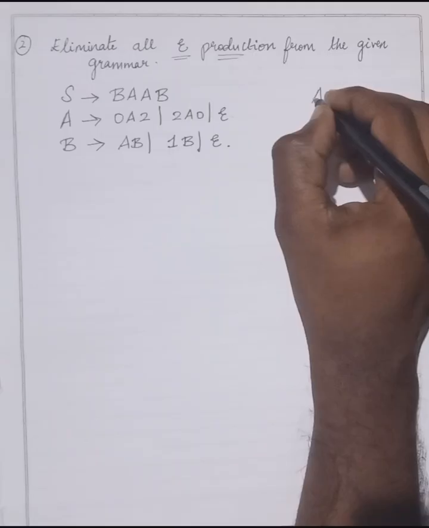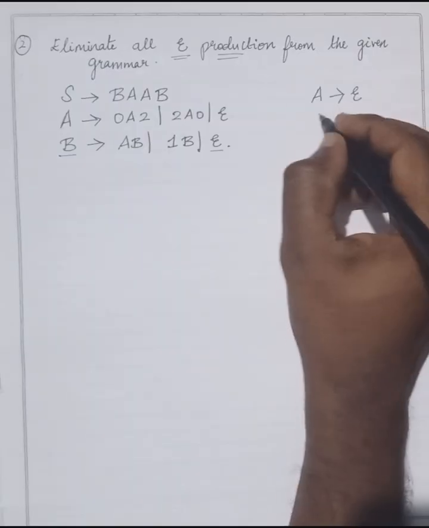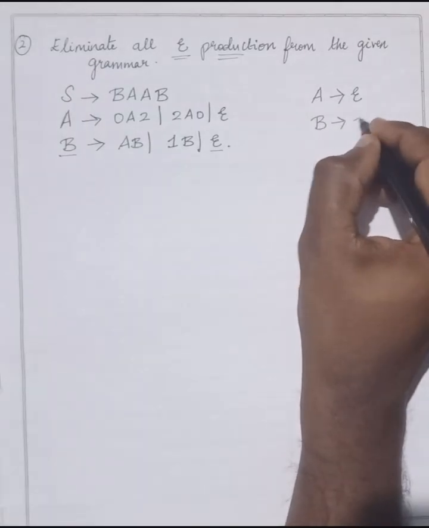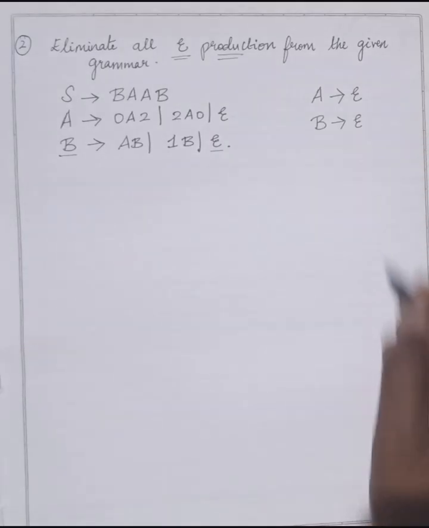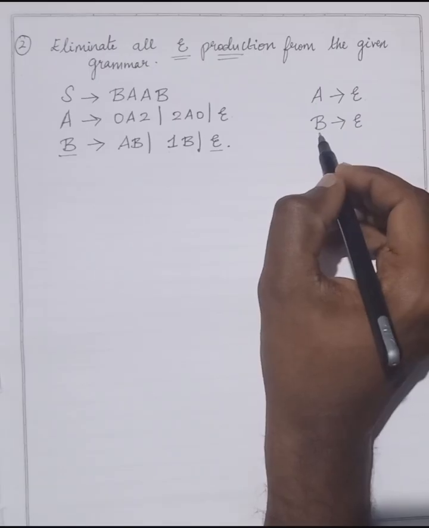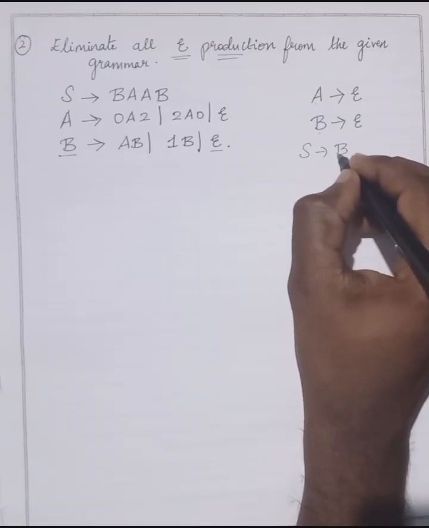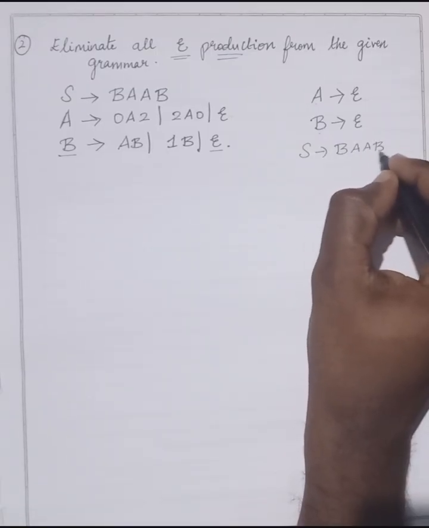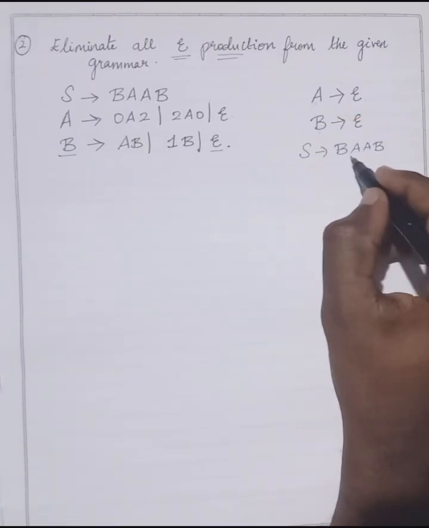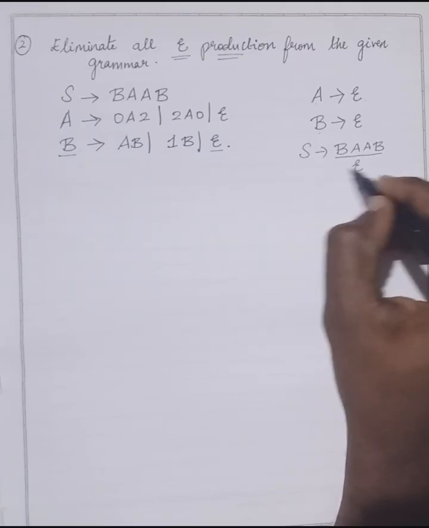First, A derives epsilon, that is a direct production. Again, B derives epsilon. So we got two direct productions, A and B, that derive epsilon. Then, by substituting this A and B somewhere else, we need to check whether some other production is also going to become epsilon. In our case, S derives capital B, capital A and capital B. As we already know that A and B both can be epsilon, indirectly this S also derives epsilon.